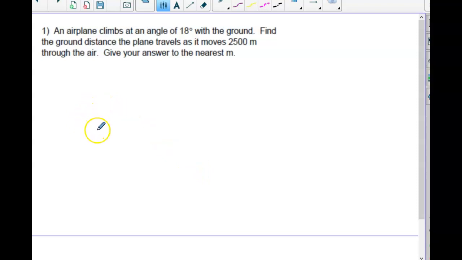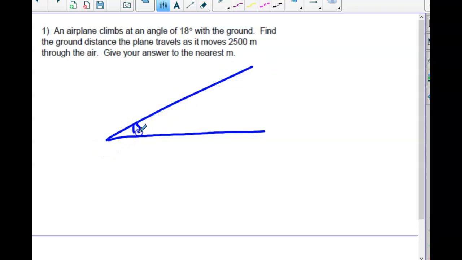An airplane climbs at an angle of 18 degrees with the ground. So it's like it just took off, or it's midair, it's climbing. Find the ground distance the plane travels as it moves 2,500 meters through the air. Where do I put 2,500? And where do I put x? Everybody good? Ground down here, through the air here.